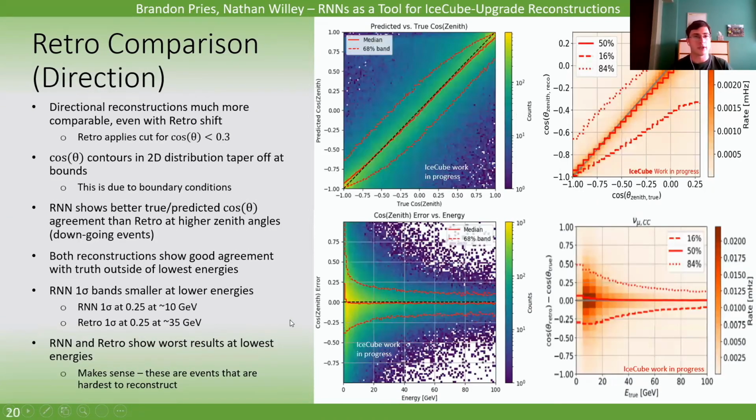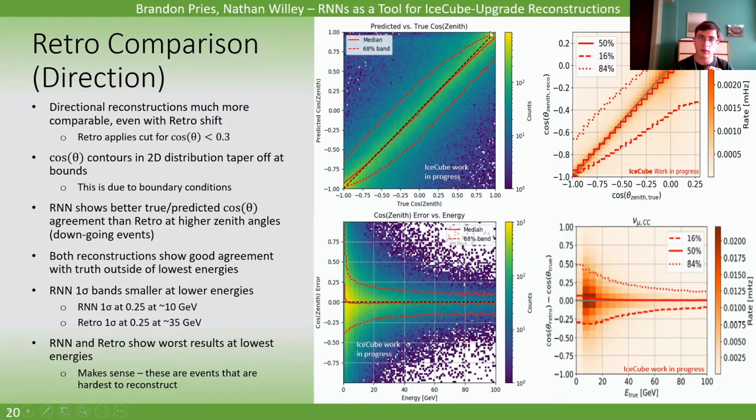Then to get into the directional results, the directional reconstructions are much more comparable even with the retro shift. Another thing I should note here is that retro is applying a cut so that the cosine of zenith is less than 0.3. This is to remove downgoing events, which typically have worse reconstructions because we get contamination from muons that are created in the atmosphere that come down and interact on the detector. So this is trying to eliminate some of that background.